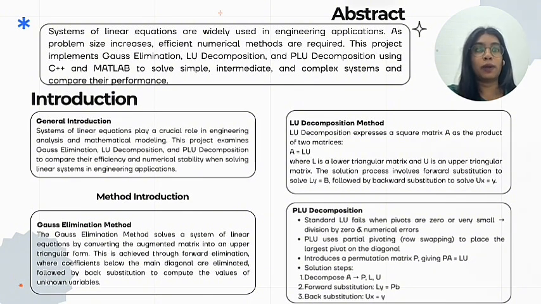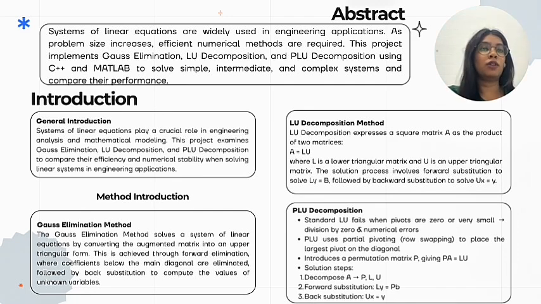Next, our last method, which is PLU decomposition. Standard LU fails when pivots are 0 or very small, which causes division by 0 or numerical errors. PLU uses partial pivoting, also known as row swapping, to place the largest pivot on the diagonal. This introduces a permutation matrix P, giving the equation PA equals LU.